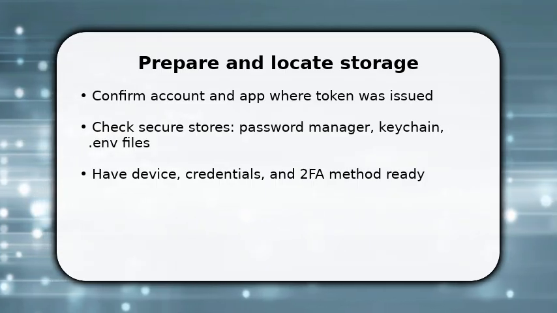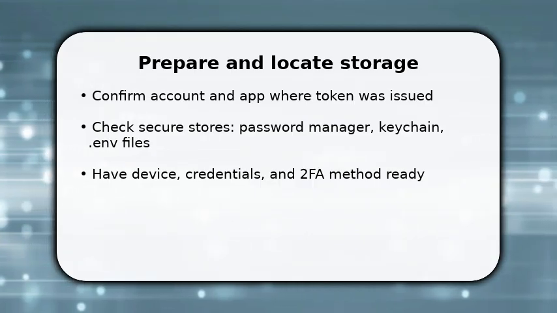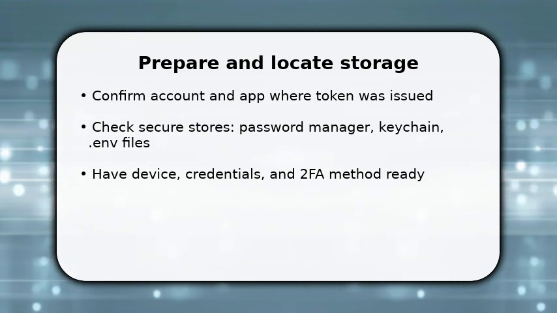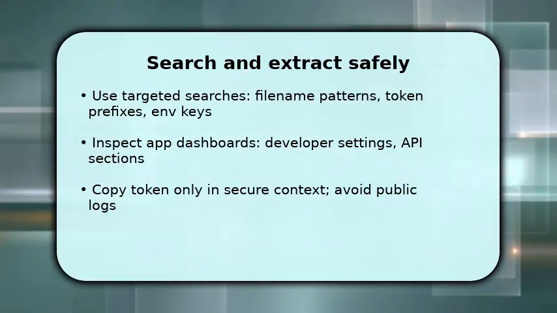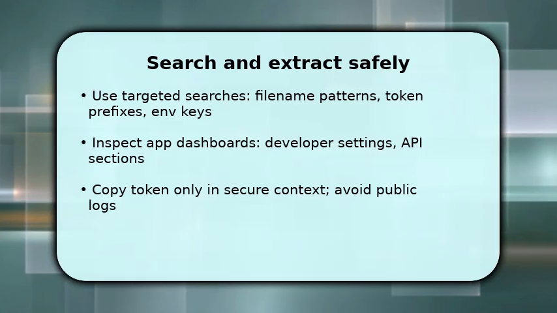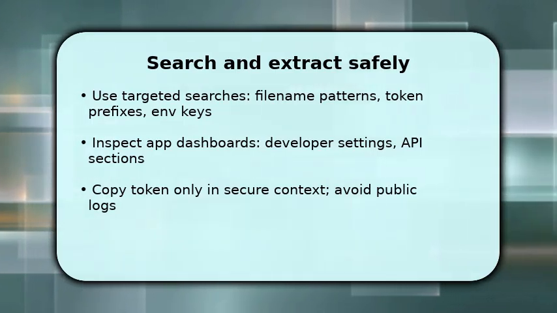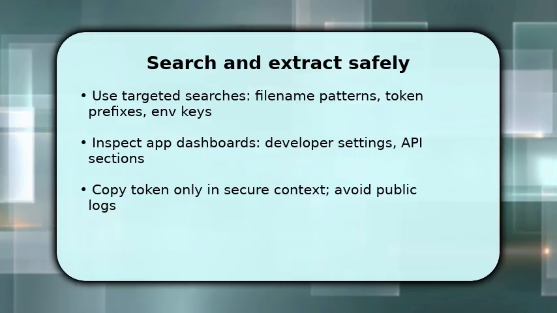This avoids chasing the wrong credential and speeds discovery, because tokens are often stored in secure stores or environment files rather than plain text. You now perform focused searches and reason about token patterns. Use command line search tools or your editor to look for common prefixes, variable names like API KEY or token, and files named env, config, JSON, or credentials.